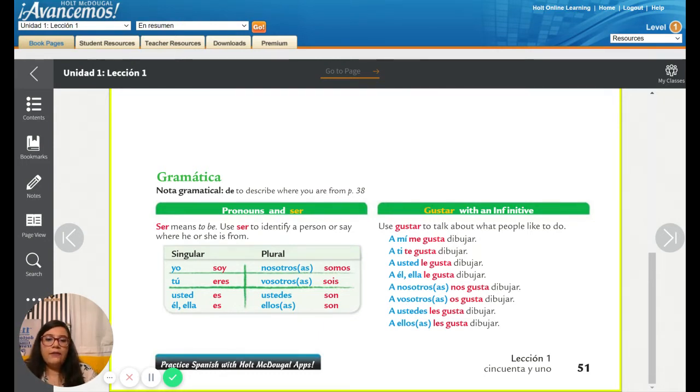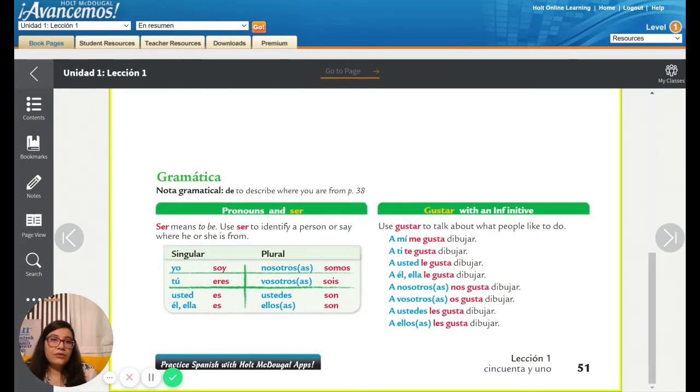Across from it, you have if it's groups of people. So if it's nosotros and they're all guys, you can say we. Nosotros somos, we are. If it's girls, then they would say nosotras somos. Again, we are, but they're all girls. We have vosotros, sois, or vosotras if they're girls, sois, and that one is specific to Spain.